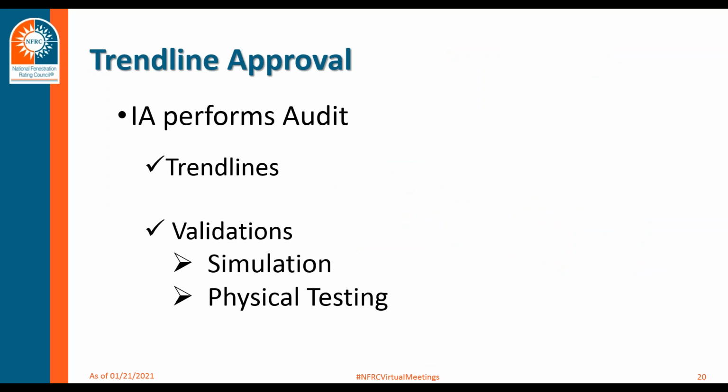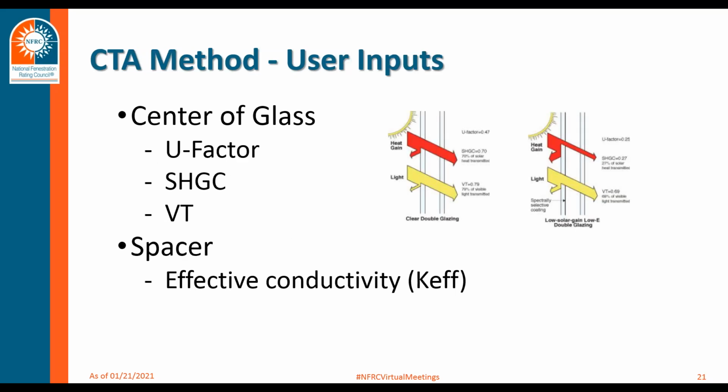Okay, now that the laboratory has performed all the trend line and validation work, both the simulation and physical testing, these must now be audited by the IA and approved prior to the licensed user using the product line to generate a project certificate. Once the IA has approved the product line, how do I get the total product ratings?